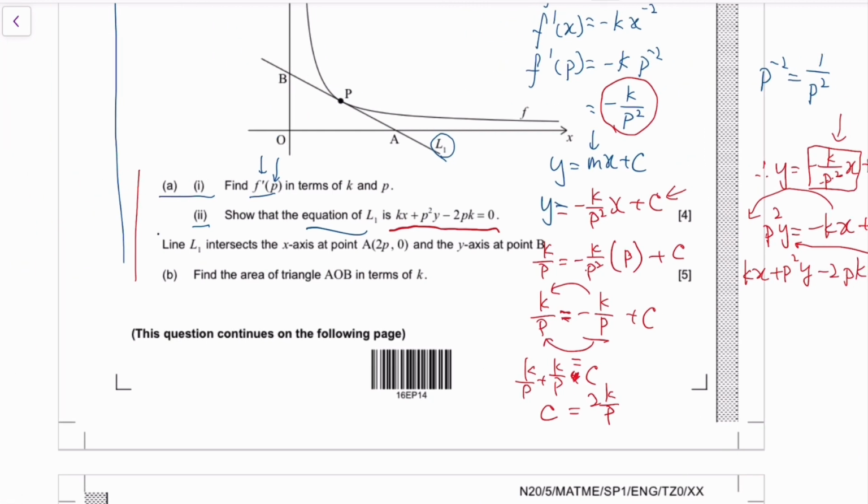Then part (b) is not too bad. The line intersects the x-axis at a point 2p, so they gave you the x-intercept of the tangent line. Okay, and it cuts the y-axis at B. The question: find the area of the triangle. Okay, so just find the area of this. It's a triangle, so we can just do base times height divided by 2. So find the length of the base times the length of the height.